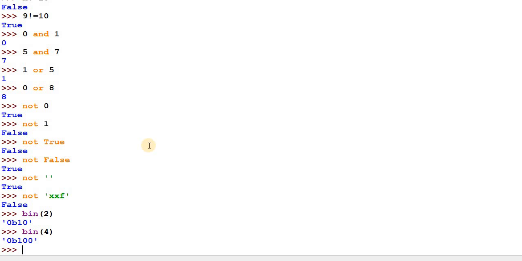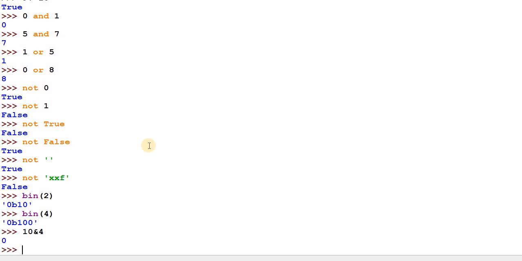Look at here. Suppose the bitwise AND of 10 and 4, you will get 0. Okay, so I'll show you how it evaluates.